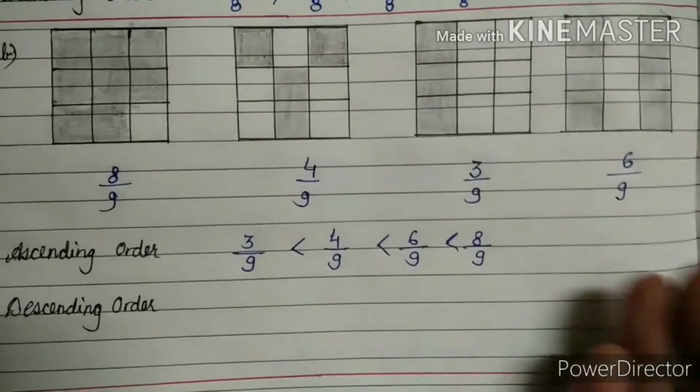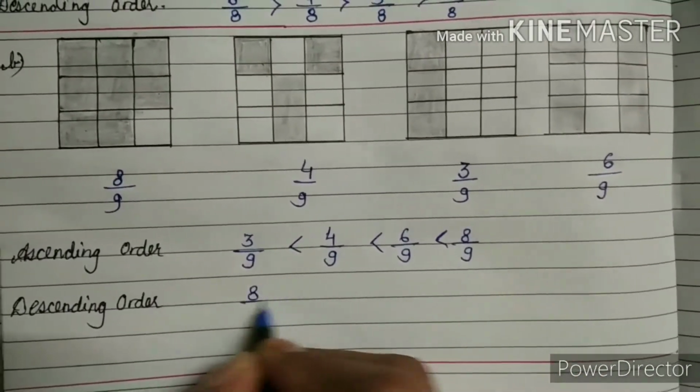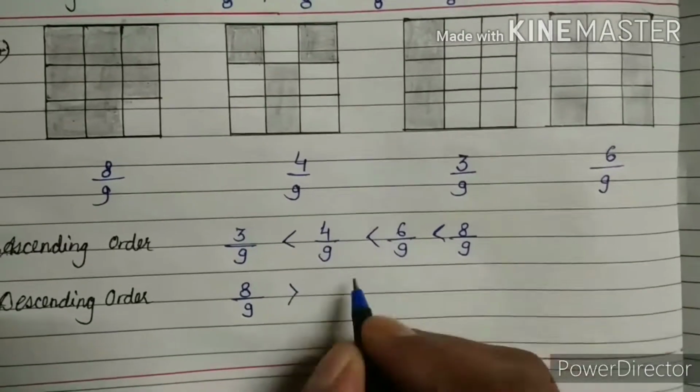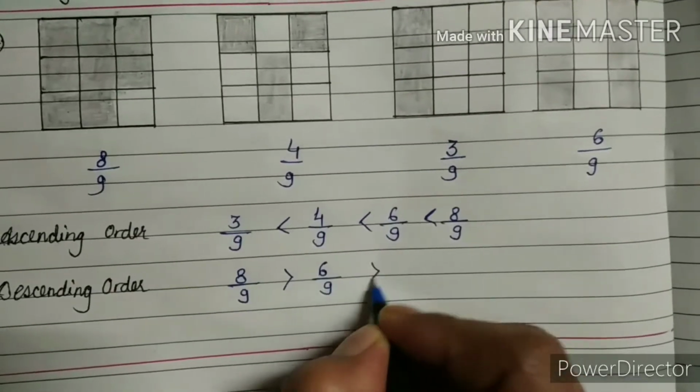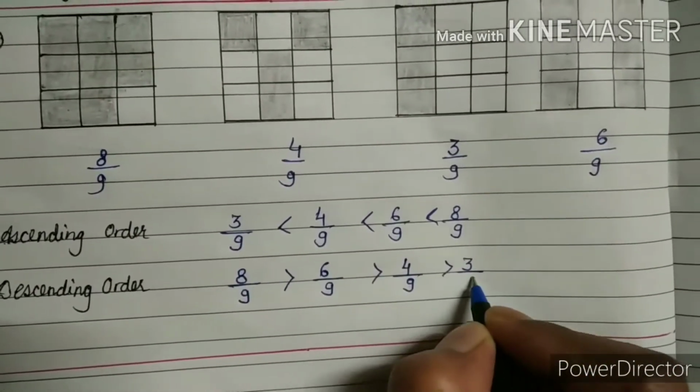In descending order, we will just reverse all the fractions. Firstly the greatest fraction will come, then the symbol must also be changed, then 6 by 9, then 4 by 9, then 3 by 9.